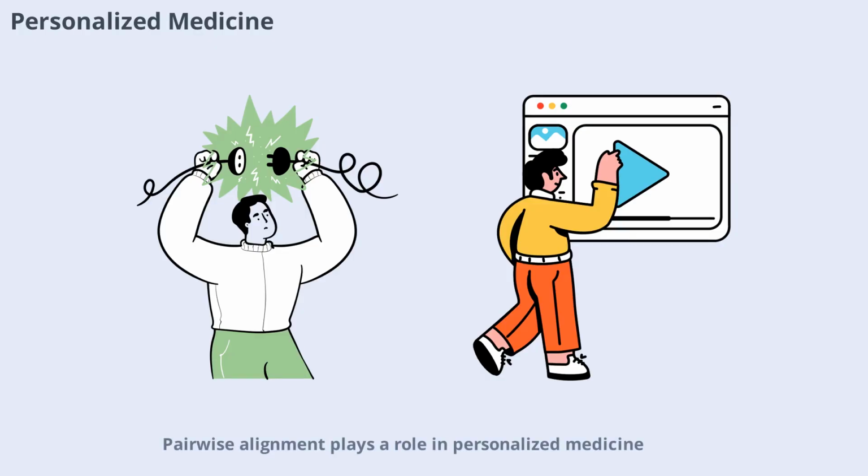Pairwise alignment plays a role in personalized medicine. By comparing a patient's genetic sequence to reference genomes, doctors can identify mutations linked to disease and tailor treatments accordingly. This approach is paving the way for more precise and effective healthcare.